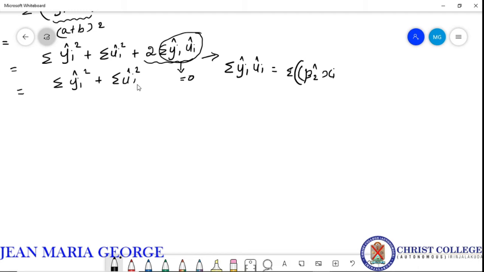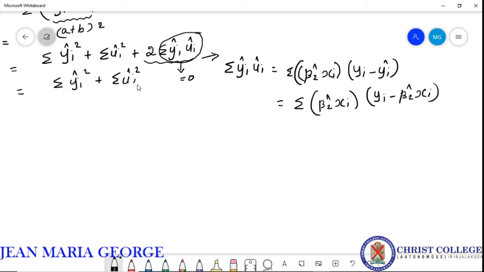Into ui hat, which is yi minus yi hat. Okay, so here sigma beta 2 hat xi into yi minus yi hat, again this yi hat can be written as beta 2 hat xi. This yi is also substituted with beta 2 hat xi. Okay, now let us just open the bracket. It will become beta 2 hat sigma xi yi minus beta 2 hat square sigma xi square.